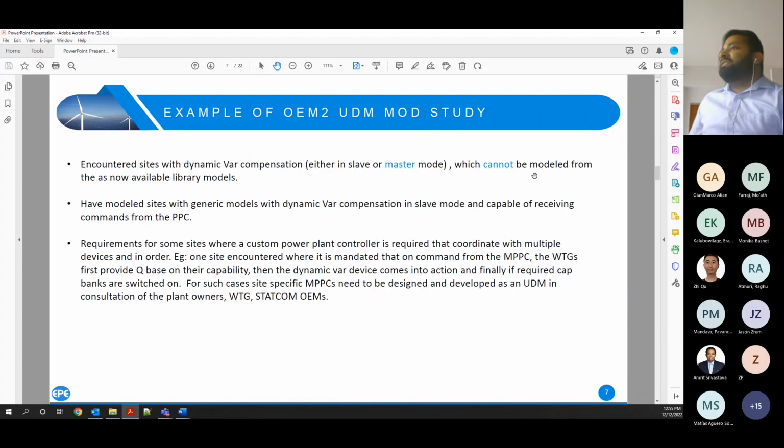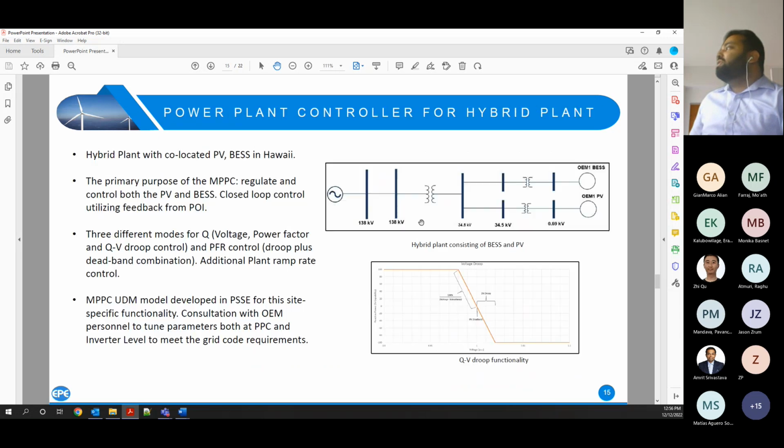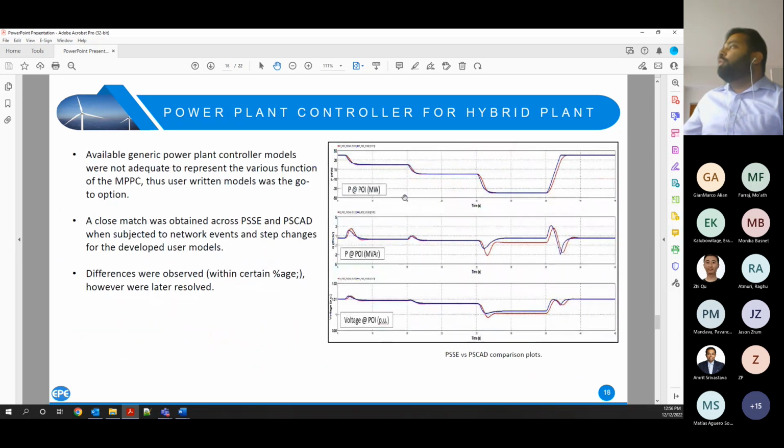Now, when it comes to PSSE versus PSCAD, one engineer who's reviewing your submission could easily say that, even if the POI active power and reactive power at the OEM match at the terminal, you do see a difference of maybe more than 10% in the response. So yes, we have to understand the difference. It's not always that you will have the red plot over the blue plot, but it's important to understand what percentage of error can be done away with.